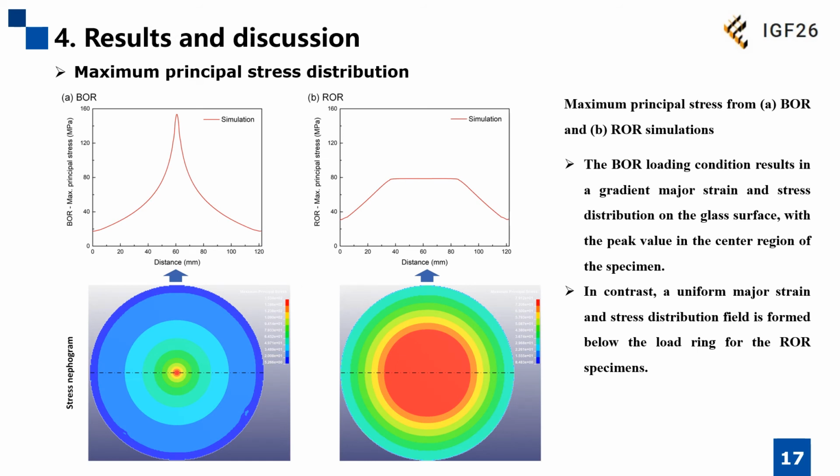Here is the maximum principal stress distribution obtained from the numerical models in this study. It can be seen that the ball-on-ring loading condition results in a gradient maximum principal strain and stress distribution on the glass surface, with a peak value in the center region of the specimen. In contrast, a uniform maximum principal strain and stress distribution field is formed below the load ring for the ring-on-ring specimens.